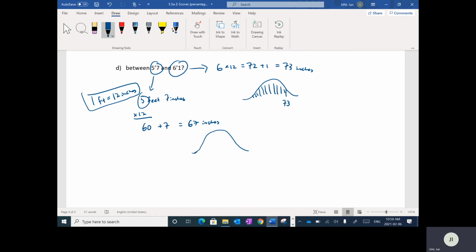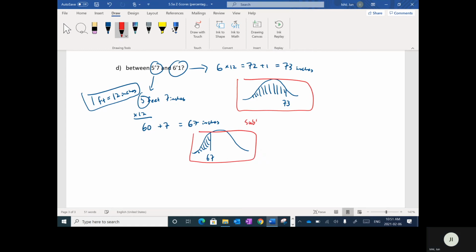These aren't the best sketches, but 67 would be over here somewhere. And if I want to figure out the percentage between, what I'm going to do is take this percentage and subtract this, right? So subtract. And as a result, once I subtract it, that's 67, this is 73. Whatever's left when I subtract the two percentages should be the percent in between.